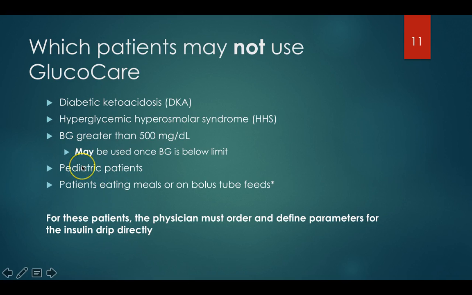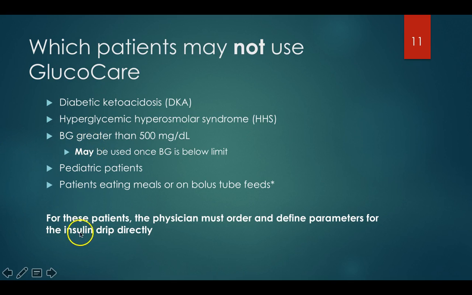All right, pediatric patients, we're not using this. And patients, as I stated earlier, who are eating meals or on bolus tube feeds. And I put an asterisk next to this. Sometimes we start a patient on GlucoCare, and sometimes they order a meal, and sometimes they don't tolerate that meal. So if the physician wants to keep the GlucoCare running for a little bit and see what happens, that's fine. But once they really start eating meals, at that point, we should do an IV to sub-Q transition off of the software.